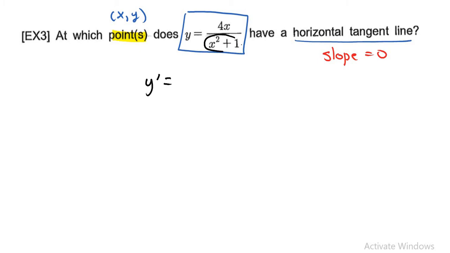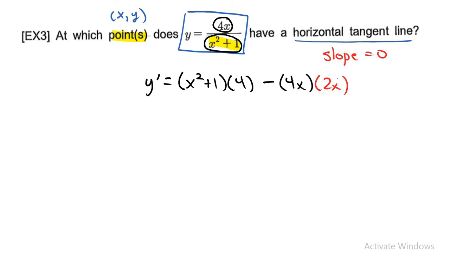states that you need to take the bottom, which is x squared plus 1, times the derivative of the top, which is going to be 4, minus the numerator, which is 4x, times the derivative of the denominator, and that's going to be 2x. And then we divide all of that by the denominator all squared.